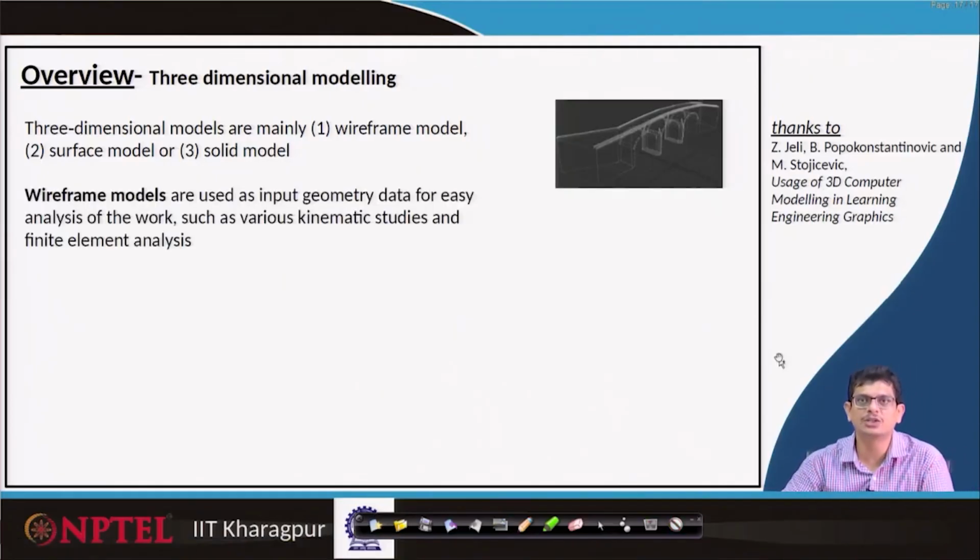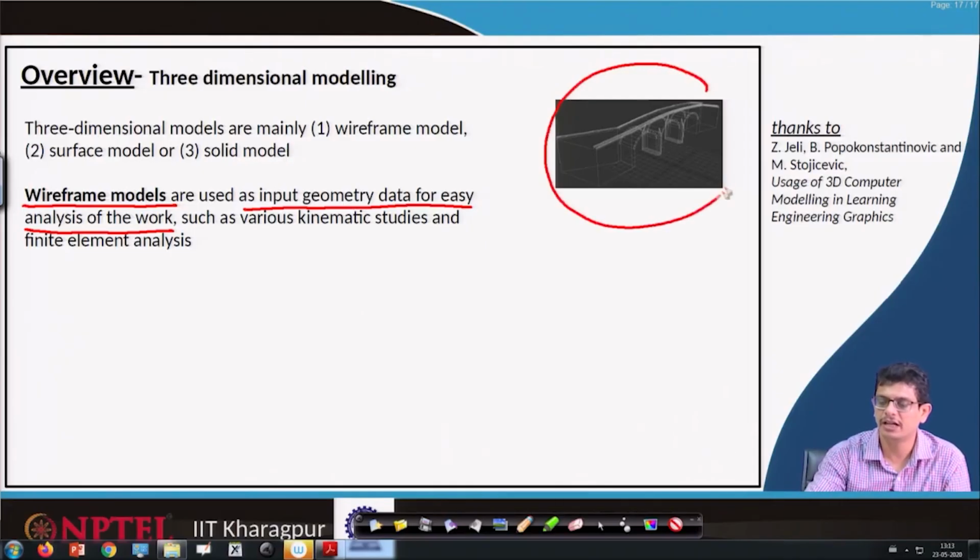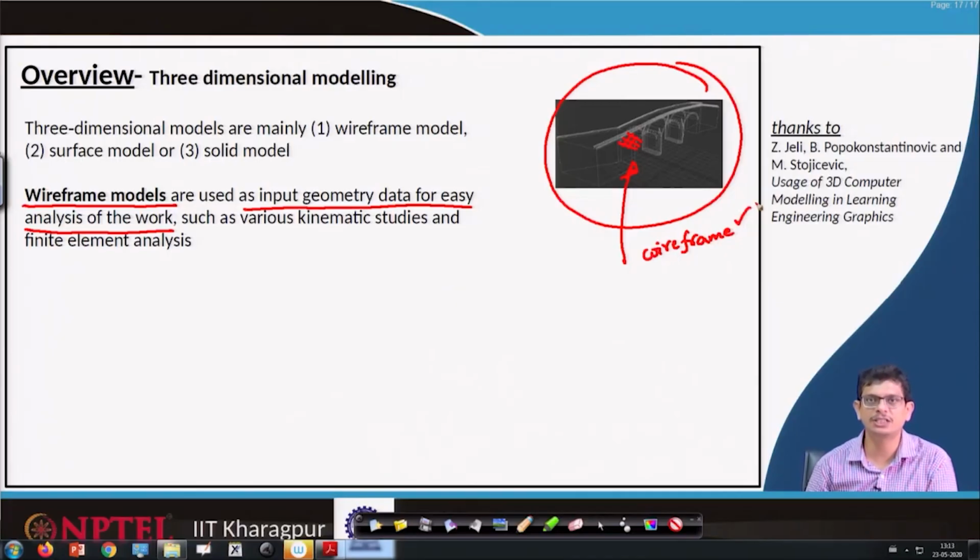Before really looking at these softwares, an overview always helps us to remember certain keywords of technical drawing. For that purpose, we are covering this brief overview on computer graphics. The first, wireframe models, are used as input geometry data for easy analysis of the work. Here, a picture of a bridge is shown. If you look carefully, it contains many line elements. It looks like a wireframe. So, the skeleton of the object we always get from this wireframe, and this wireframe has to be supplied if one is interested in designing an object.